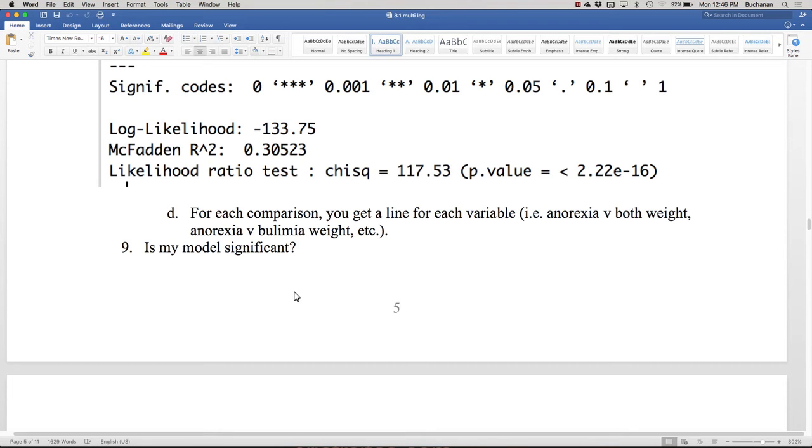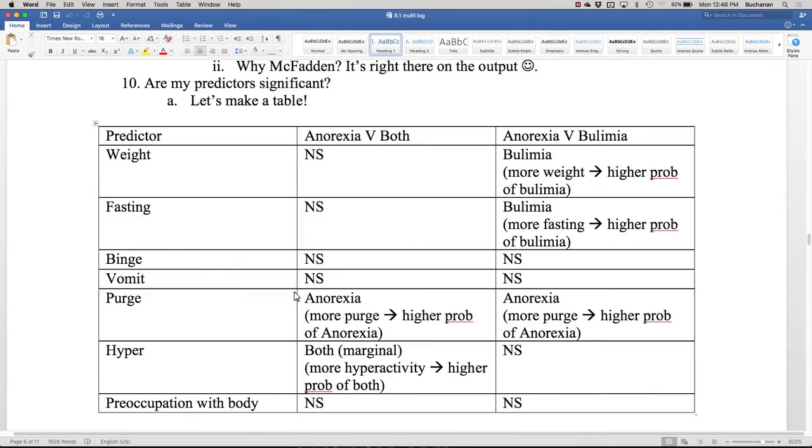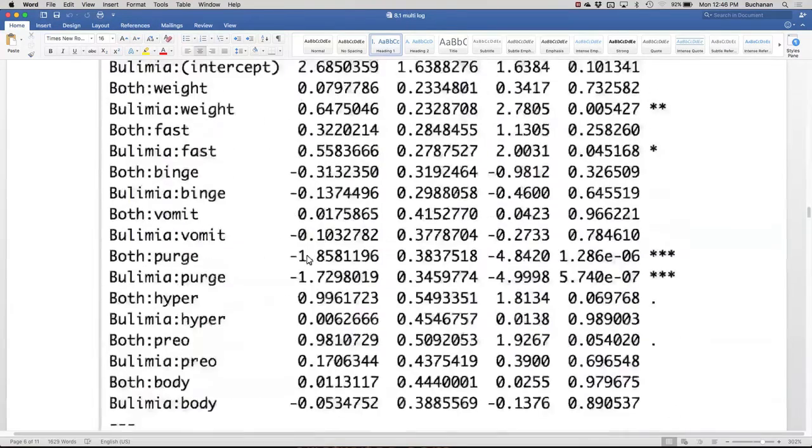So the hard part is just figuring out this, and it's just counting the number of predicted lines, including the intercept. All right, so I got that here. And then let's make a table. Yay, Erin loves tables.